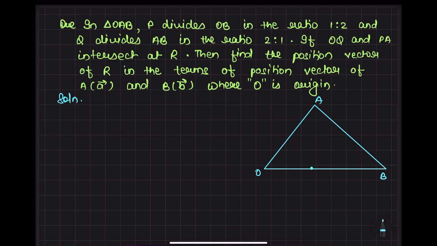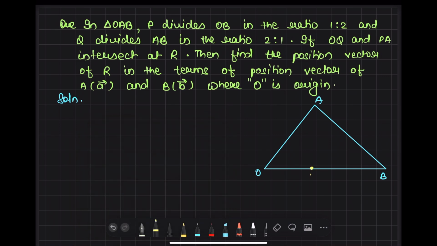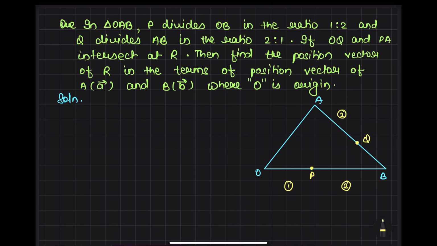So this is your P, 1 is to 2. Okay, Q divides AB in the ratio 2 is to 1. So there is Q, 2 is to 1. Okay, if OQ, let's connect O with Q, and PA, connect P with A. Okay, they intersect at R, so this point is R.